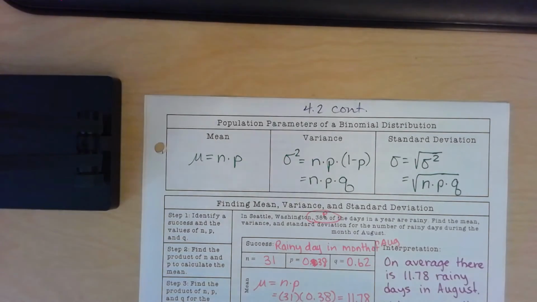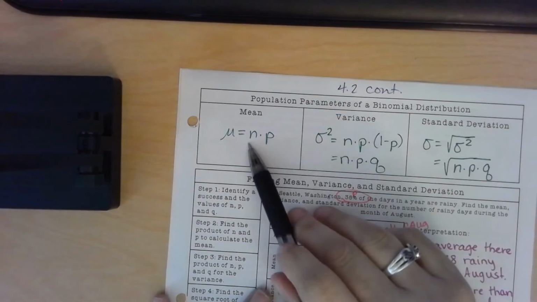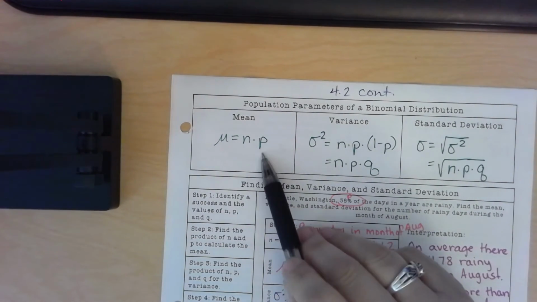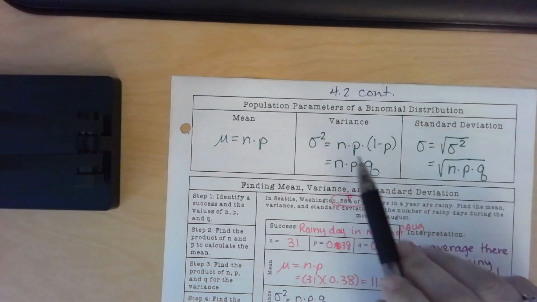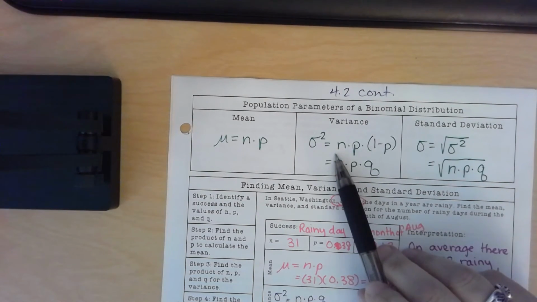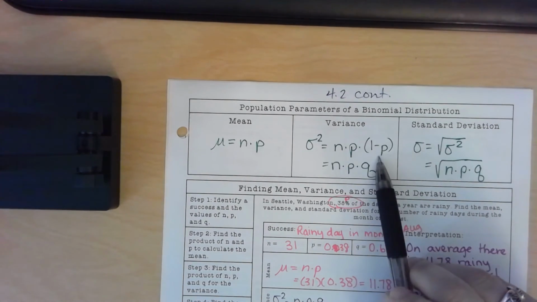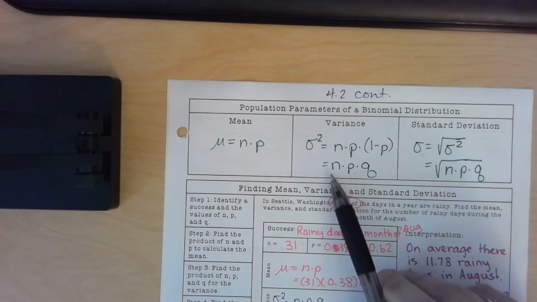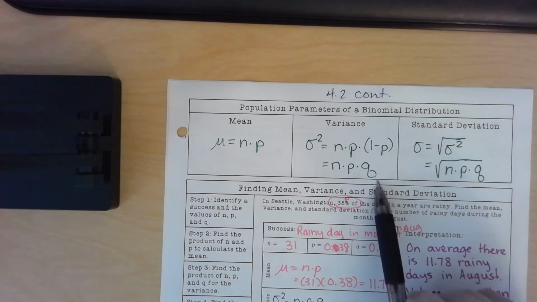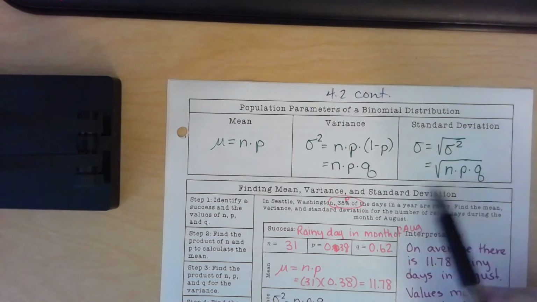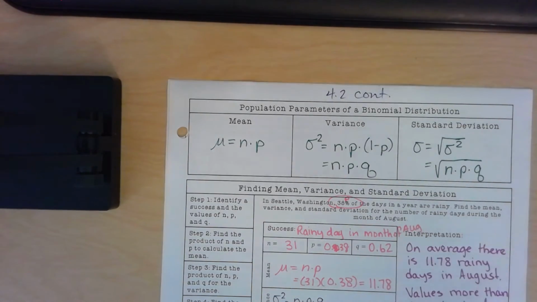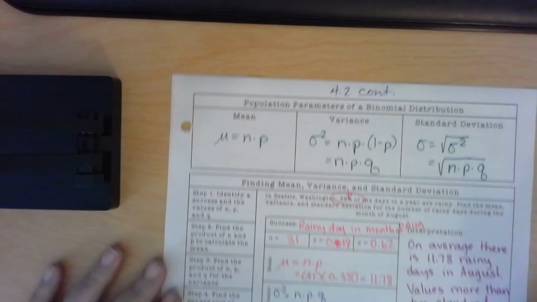If it's a binomial distribution, then all we have to do to find the mean is take your n times the probability of success. To find variance, you do n times the probability of success times 1 minus the probability of success, or n times success times failure. And then the square root of that will give you your standard deviation. So once you know it's a binomial probability, once you've gone through that checklist that we started with, then you can immediately go ahead and find the mean, variance, and standard deviation, and they're very easy.